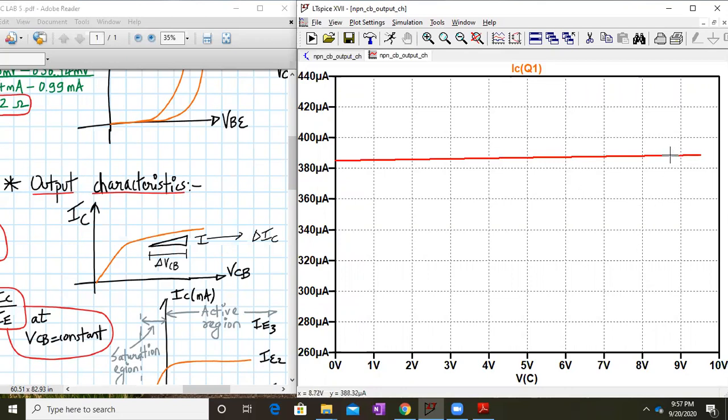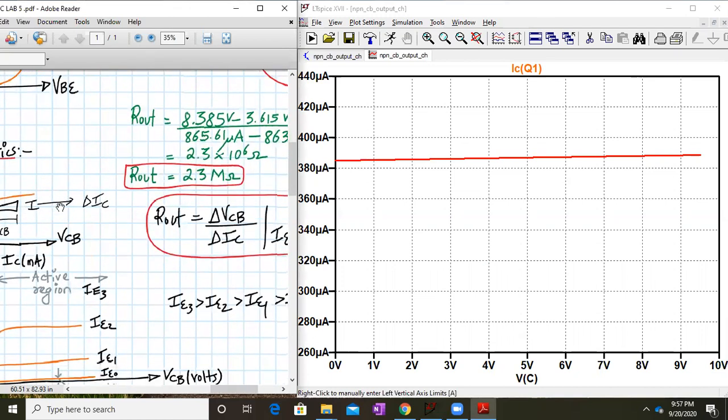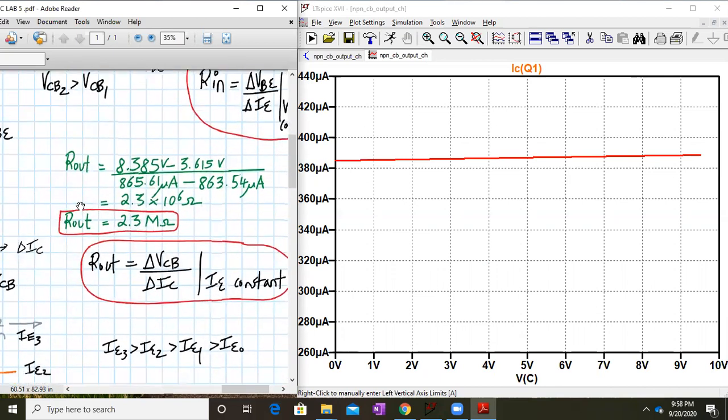So you place the cursor over here and note down the xy coordinate. So x coordinate is 8.67, that is your VCB1, and your y coordinate is your IC1, which is 387.96 microamperes. Now you move down and place it over here. Again, you do the same thing. Your VCB2 is 2.04 volt and your IC2 is 385.82 microamperes. So your R out will be basically VCB1 minus VCB2 upon IC1 minus IC2. If you work it out, you will get a higher value. I'm getting around 2.8 mega ohm, right?